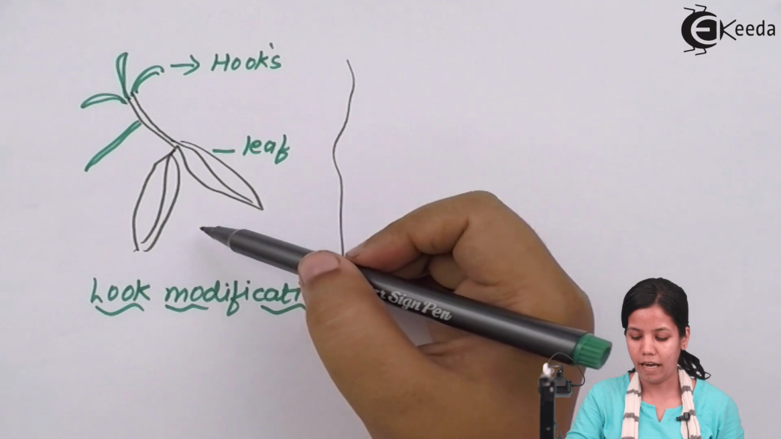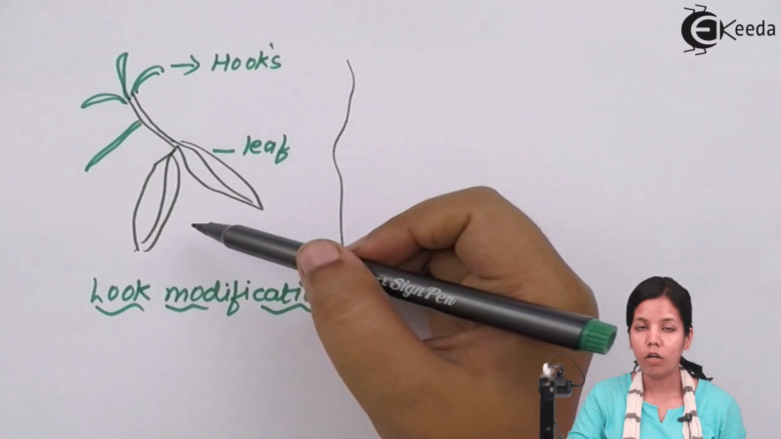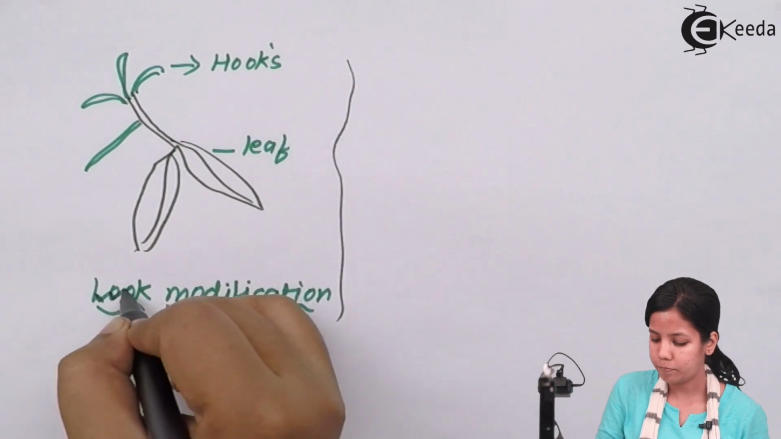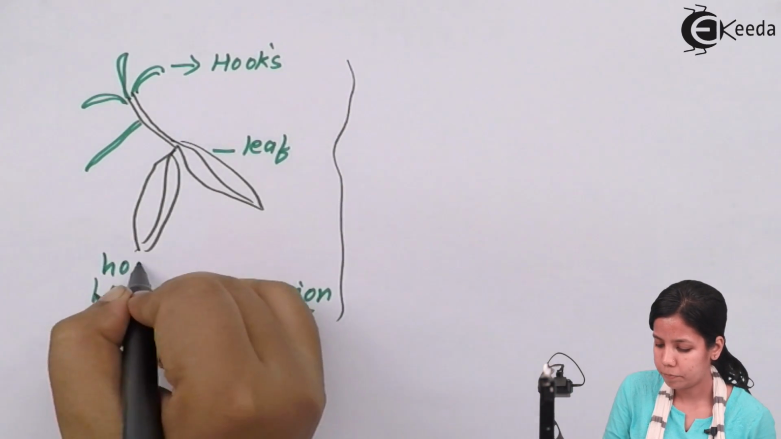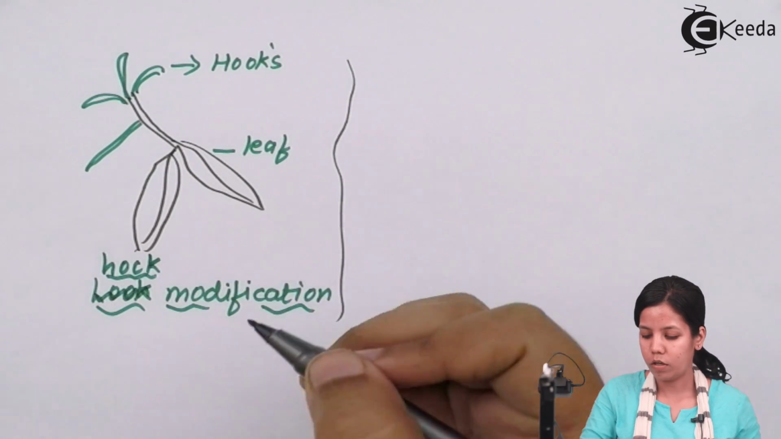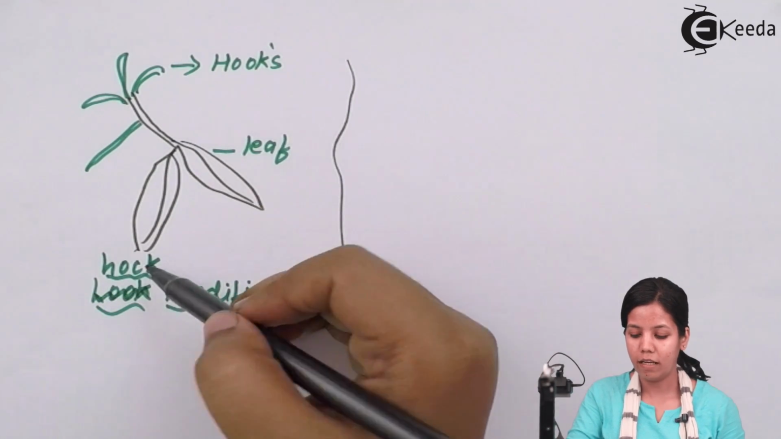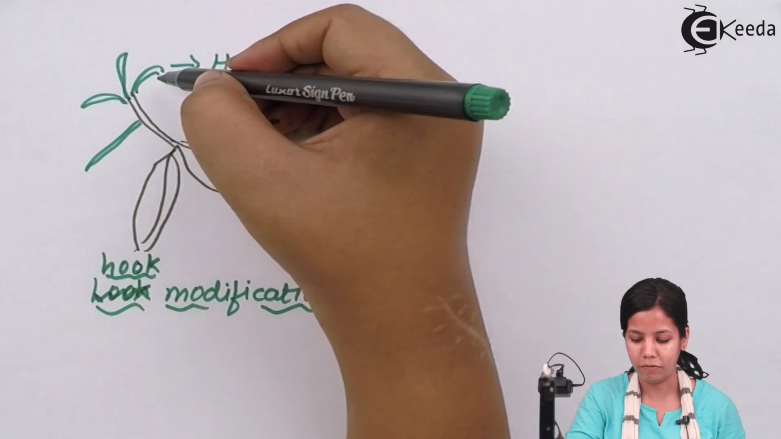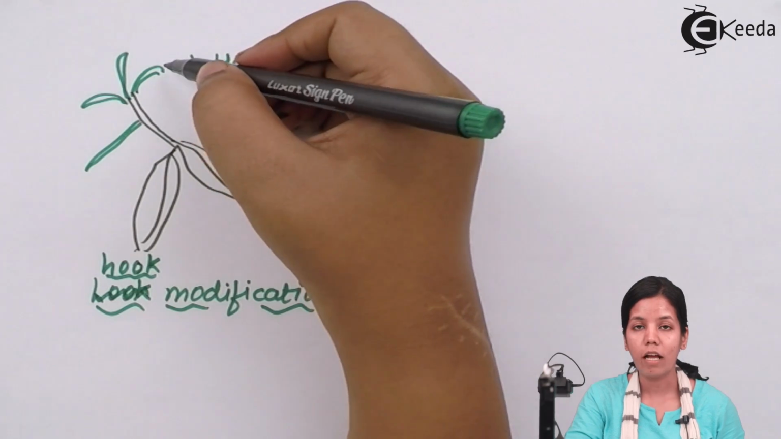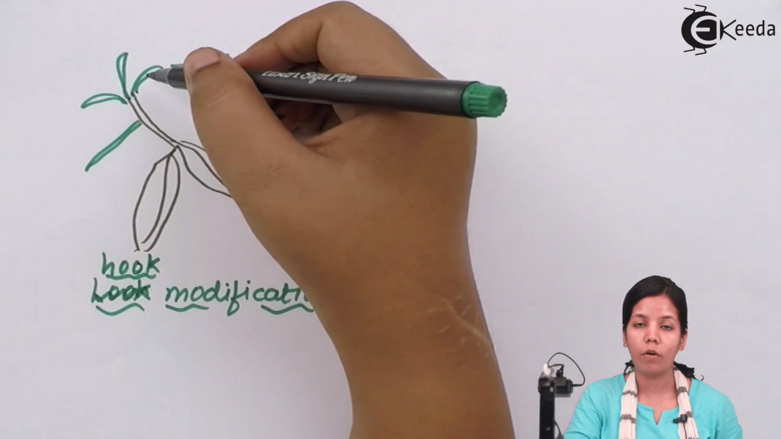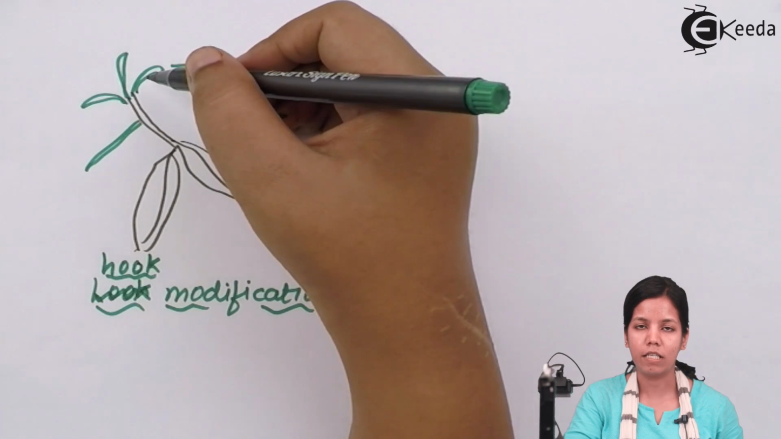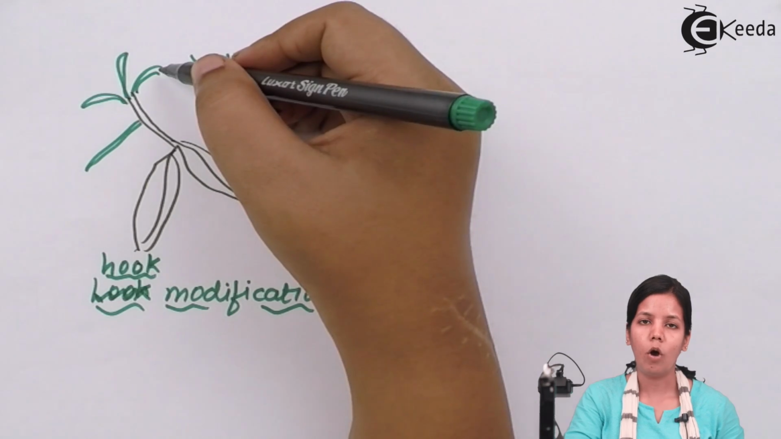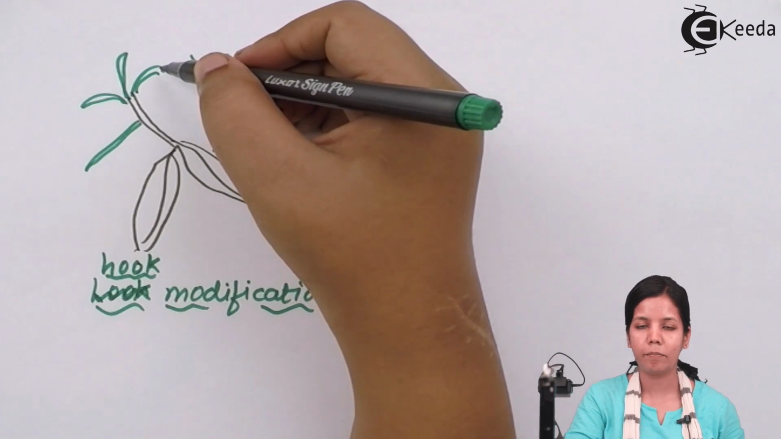The next kind of modification is the hook modification. Basically, hook-like structures are formed at the terminal leaflets, and these hook-like structures are nothing but cat paws, or cat-like fingers, and these cat-like fingers are used whenever a plant wants to adhere or reside on another plant.